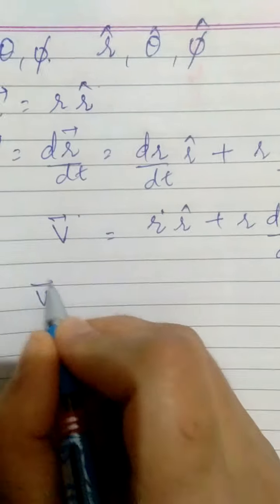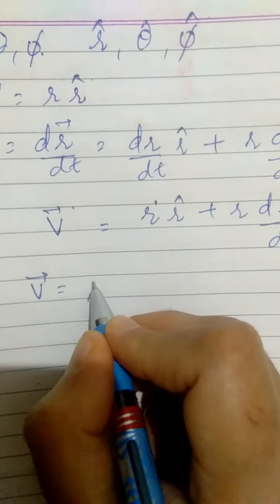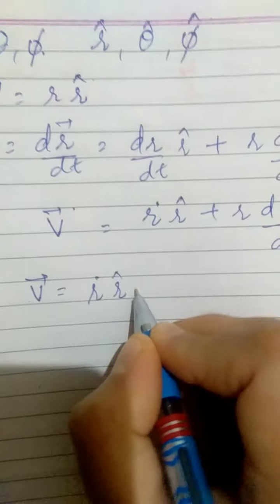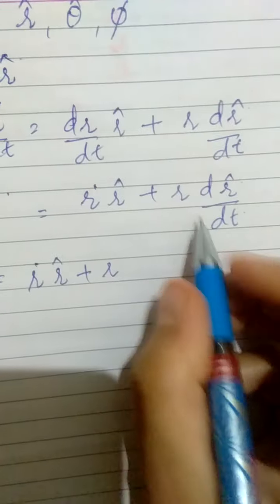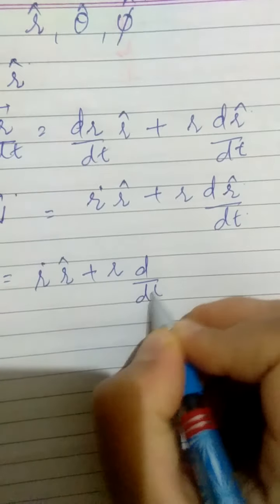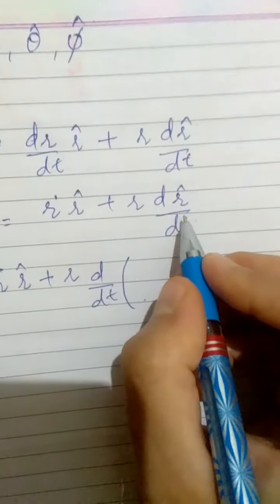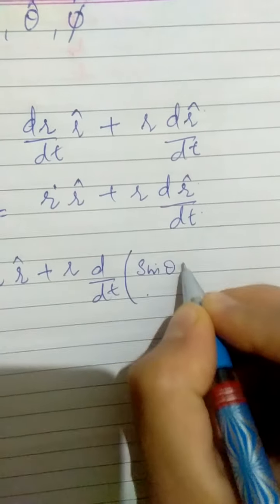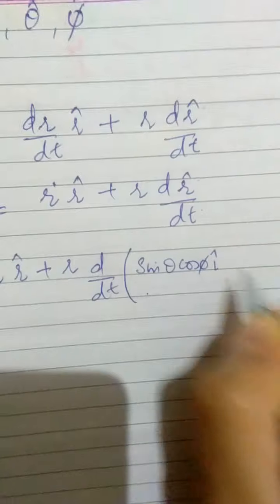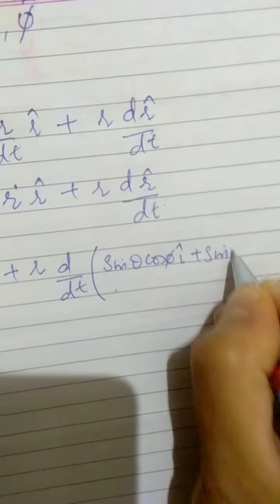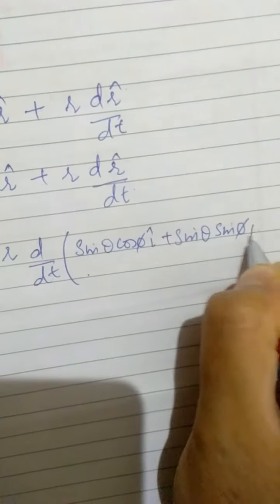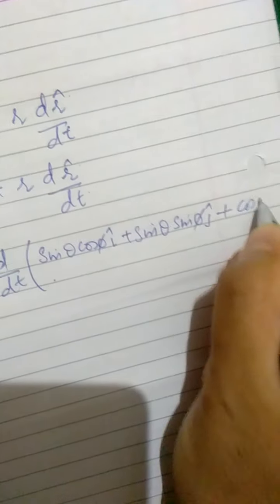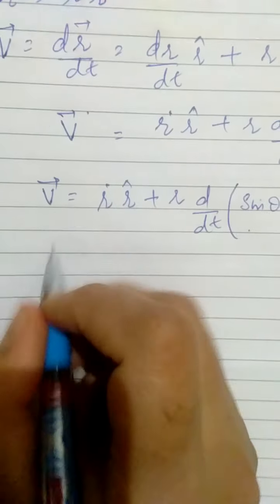So v is r dot r cap plus r times d by dt of r cap. Based on your previous knowledge you have found the value of r cap. What was that? That was sine theta cos phi i plus sine theta sine phi j plus cos theta k. Now we shall differentiate each of these terms one by one, and let us do that in the next step.